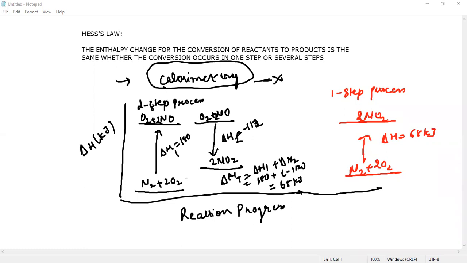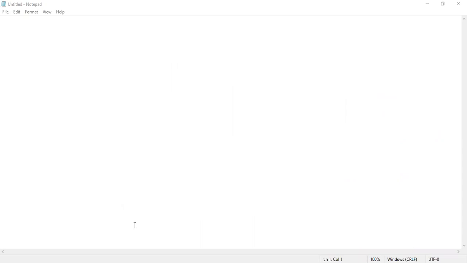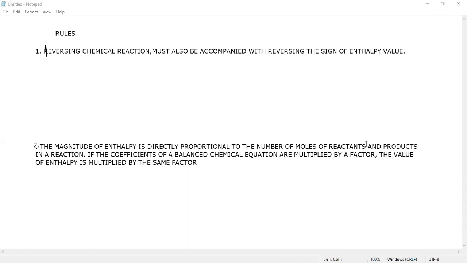Now let's talk about some rules here, and then we'll solve some problems on this Hess law. What are the rules before we go to the problems, because we should know the rules. So let's write the rules here. First rule, I will go ahead and write it for you. These are the rules for enthalpy changes in Hess law, right in front of you.